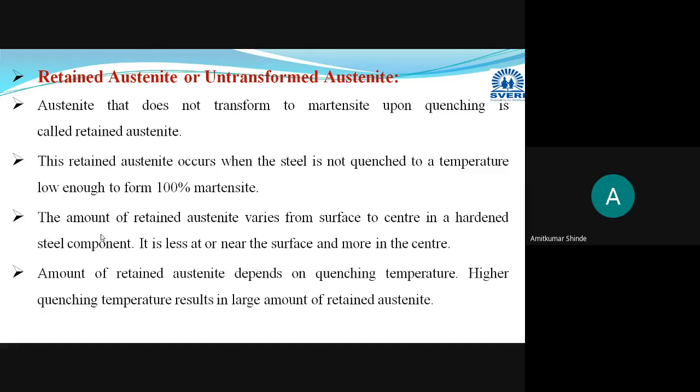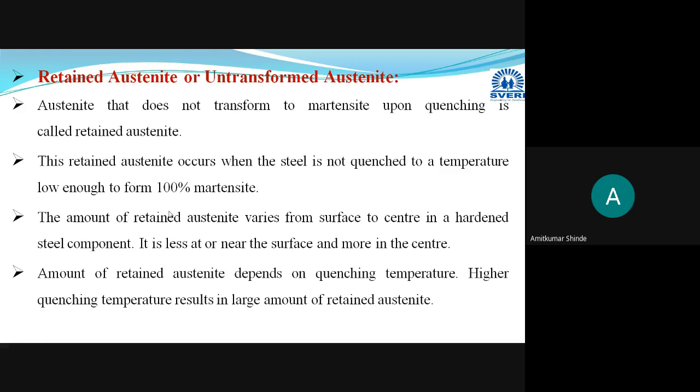Okay, so these are some concepts related to retained austenite. What is retained austenite? Then what are the factors affecting it, meaning depending on which factor the amount of retained austenite will change? Depending on the quenching temperature it will change, and at the surface it will be different and at the center of that component it will be different, that is, the distribution of retained austenite will be different. I will repeat this part again.